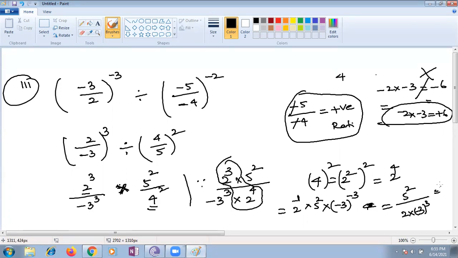Ma'am, I gave the answer as 5 square upon minus 2 into 3 cubed. 3 cubed is 27, and 2 times 27 is 54. Yes. That's all we can write: expand the value and you can write it as a rational number.